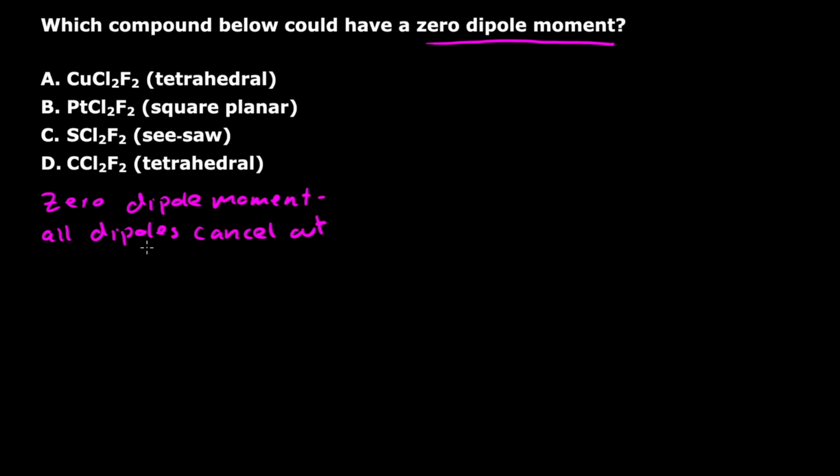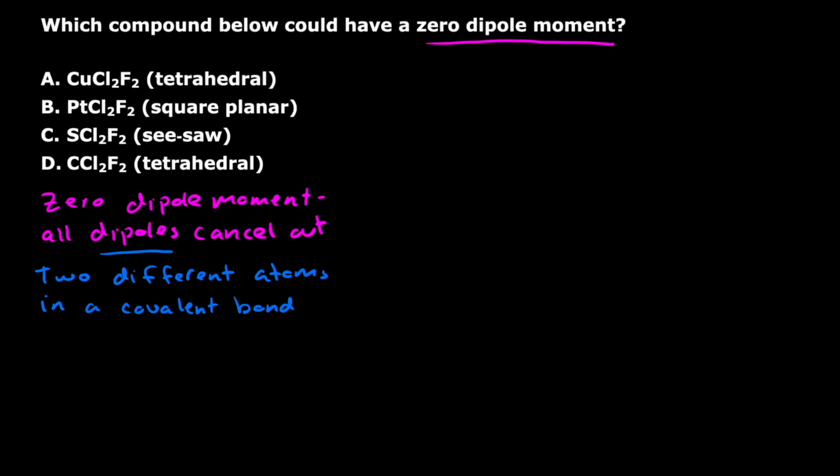And what makes a dipole is basically whenever you have two different atoms in a covalent bond. And the reason it's two different atoms is because each atom on the periodic table has a different electronegativity. And electronegativity describes the pull of electrons within a covalent bond.